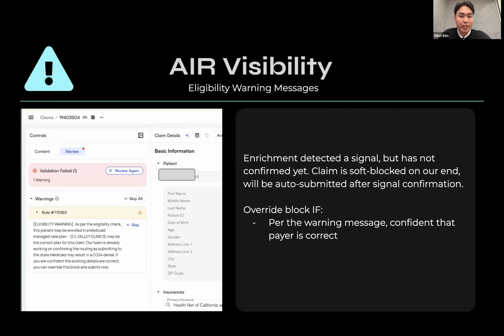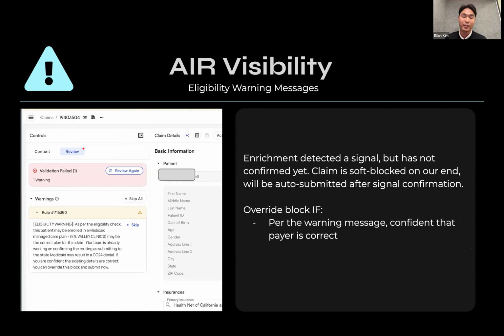Yeah, and as Ritesh mentioned, eligibility data returned by the payer is often inconsistent. In some cases, this check confirms that coverage is active, but the correct payer or plan to route the claim to is not immediately clear. So in these cases, we flag this as a warning, where instead of risking submitting to the wrong payer, these types of claims are held under review by our team, and they will actually be auto-submitted after they go through another round of confirmation.